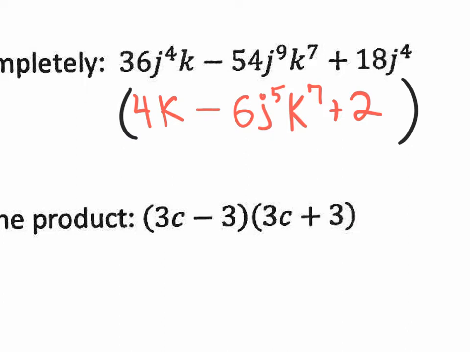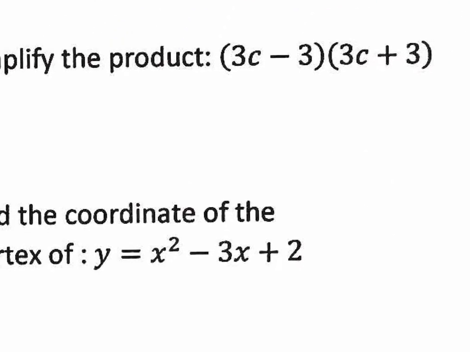Let me rewrite it though. 9j to the 4th was on the outside. Let me get it closer to the parenthesis. 9j to the 4th. And then that's what's left over on the inside. And that is completely factored. There's nothing else to do. Let's move on to the next one.